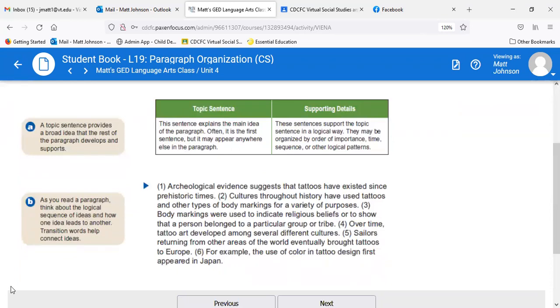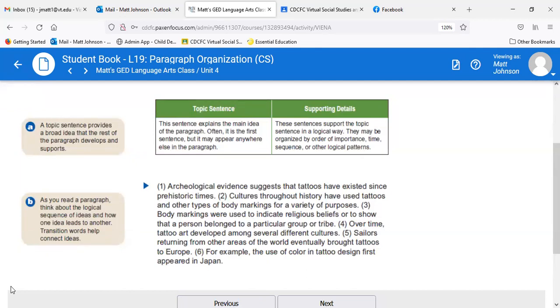And so on the side, it says a topic sentence provides a broad idea that the rest of the paragraph develops and supports. So, right, that's holding the paragraph together with a main idea or thought. And just like we talk about our overall writing with a main argument or main thesis, right? That's sort of the same idea with a topic sentence. It's not going to necessarily present an argument, but it's going to introduce the rest of the information that's in the paragraph.